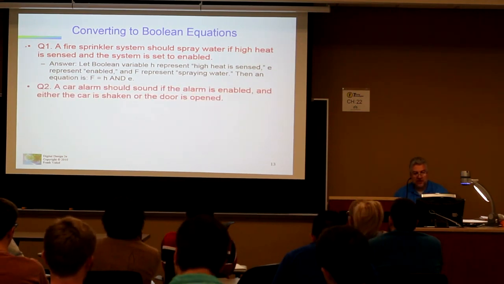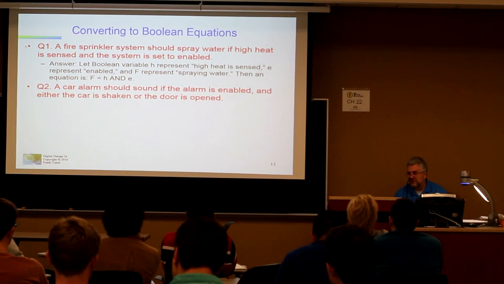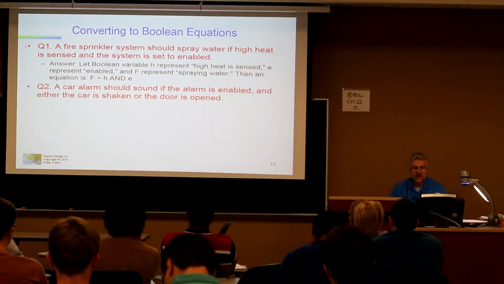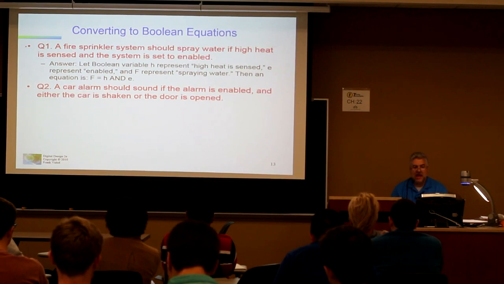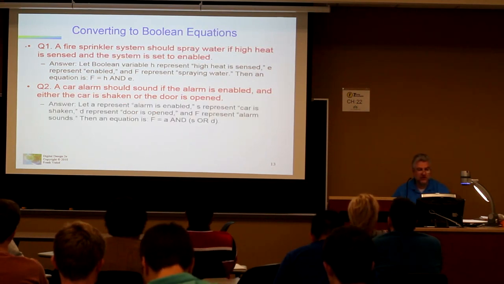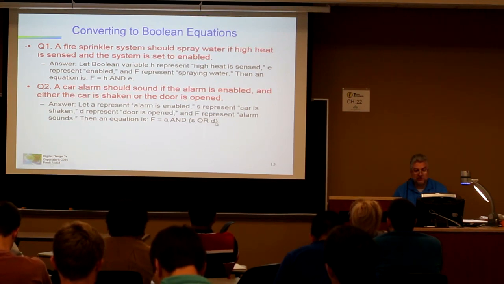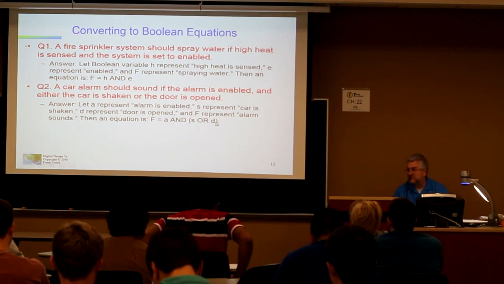Now let's get a little bit more complex. A car alarm should sound if the alarm is enabled and either the car is shaken or the door is opened. So how many different inputs do we have here? 3, right? So obviously we're going to have A, which is going to be our alarm, and in parenthesis something associated with shaken and open, S and O. So let's take a look. All right, so there you go. A and S or D, they call it D for door. Okay, so it doesn't look like an O.